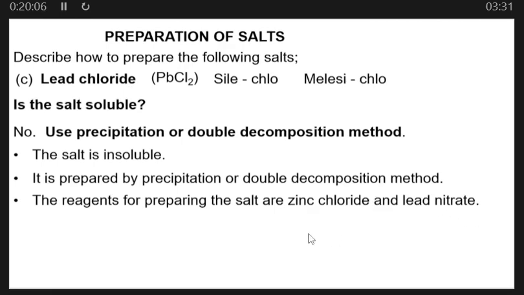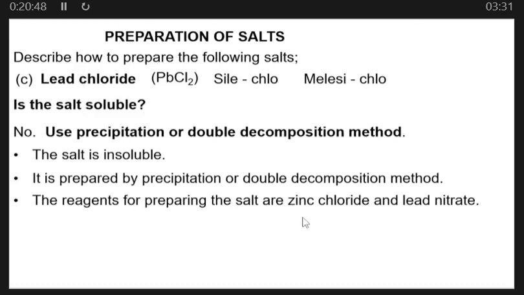So how do I know that I must use zinc chloride and lead nitrate? Simple. For us to choose the reagents, we must know that the reagents for preparing an insoluble salt must be two salts that are soluble, and one of those two soluble salts must contain one part, lead for example. Then the other salt also must contain the other part.